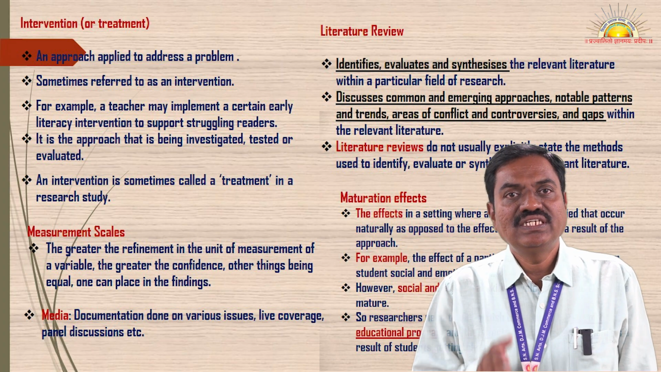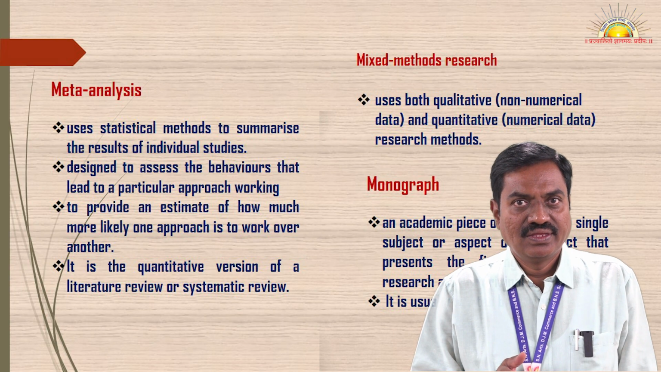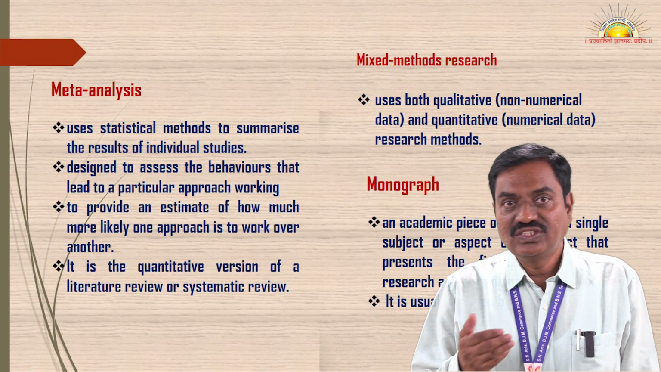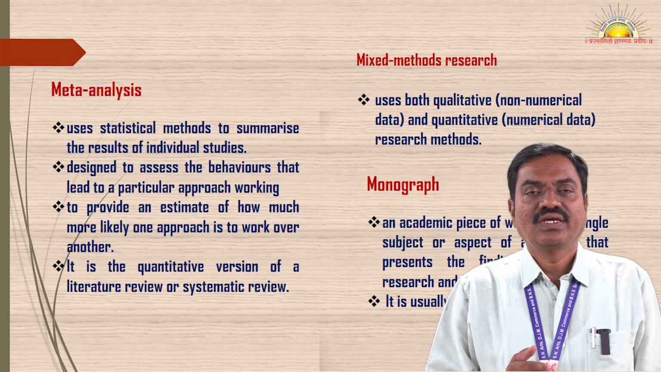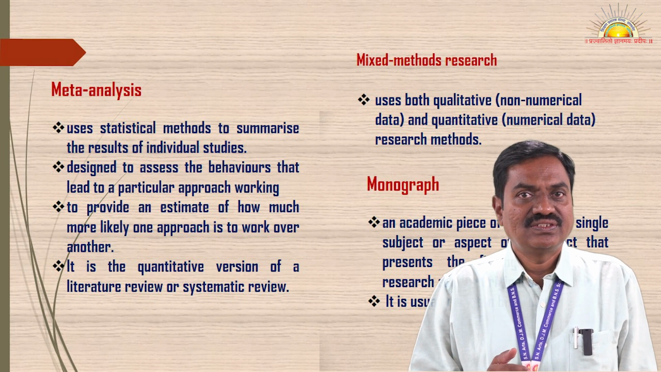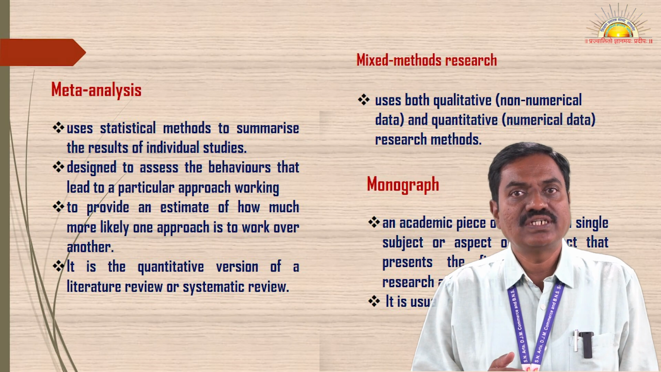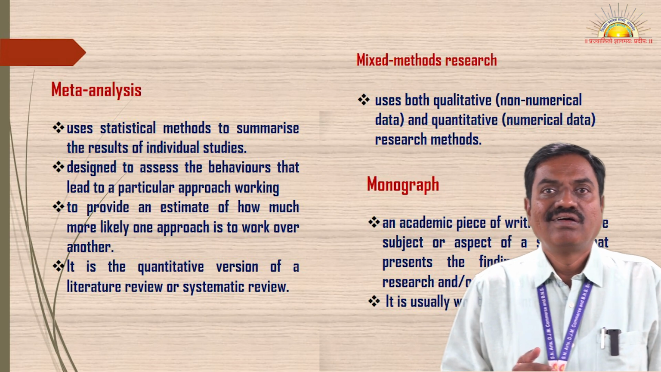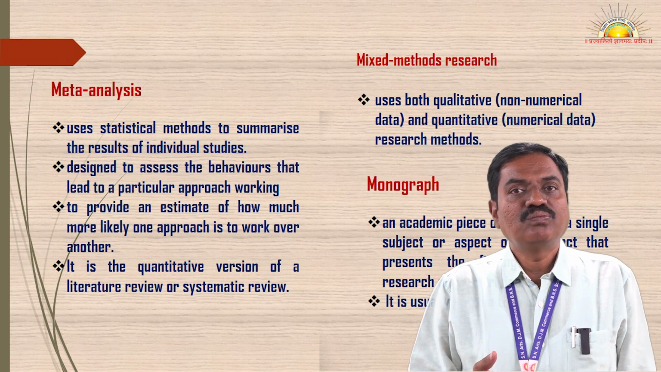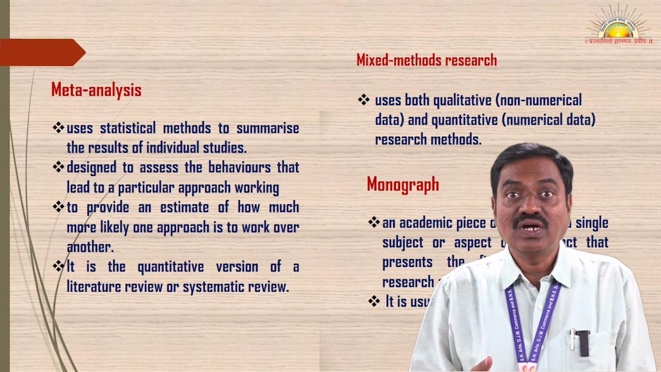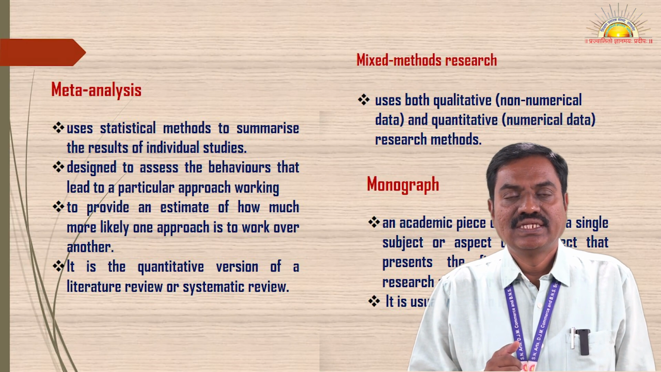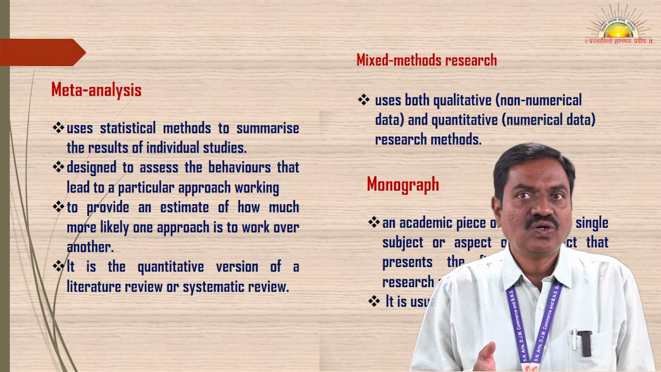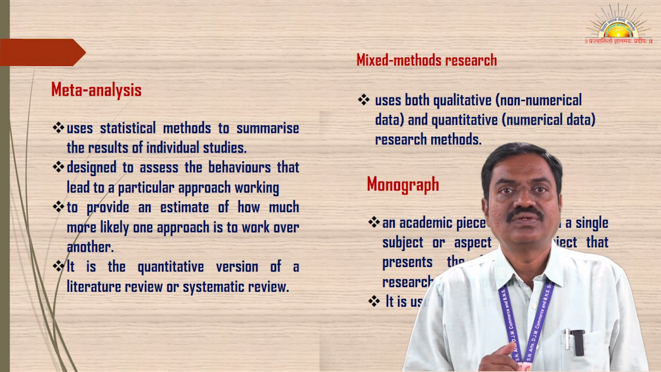The next term is meta-analysis. Meta-analysis uses statistical methods to summarize the results of individual studies. It is designed to assess the behaviors that lead to a particular approach working, or to provide an estimate of how much more likely one approach is to work over another. It is the quantitative version of a literature review or systematic review.